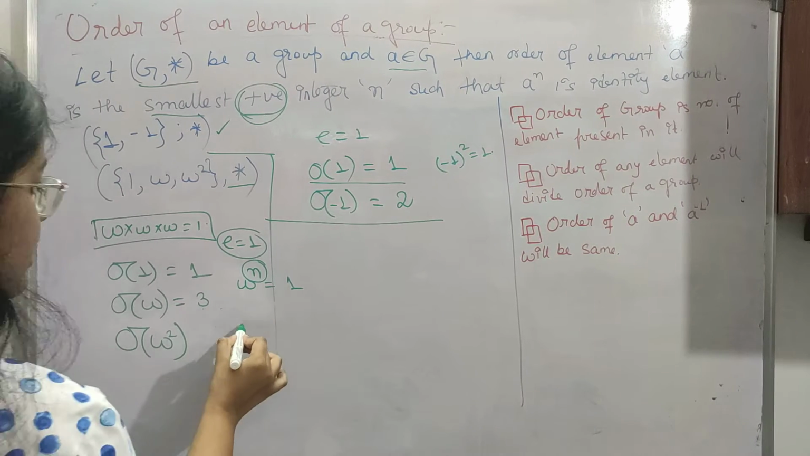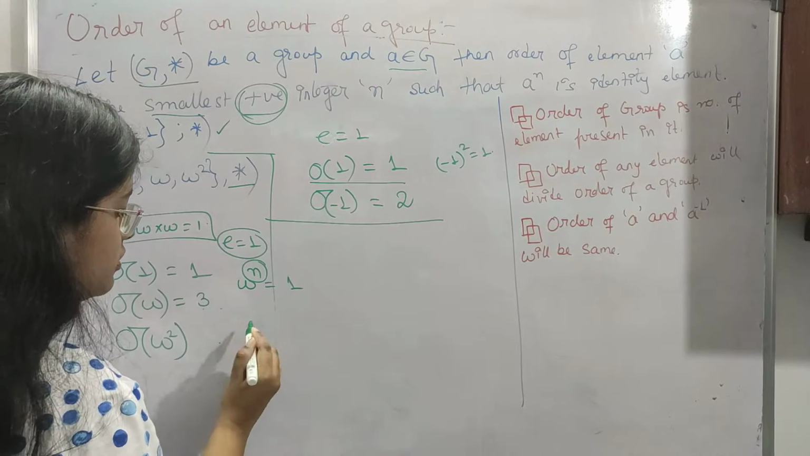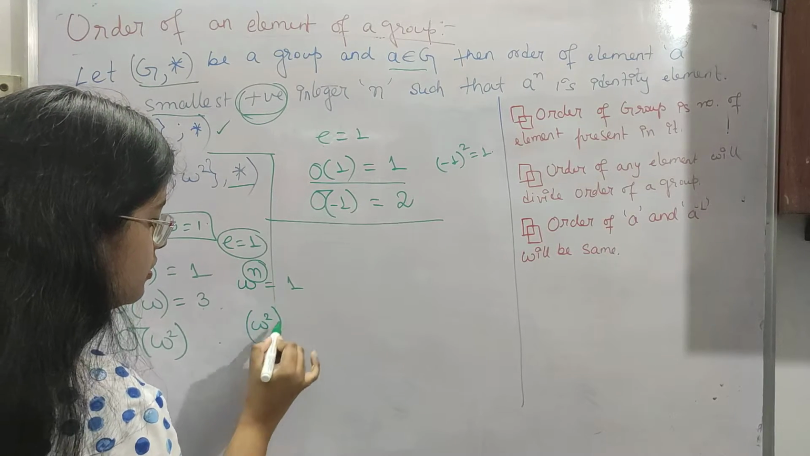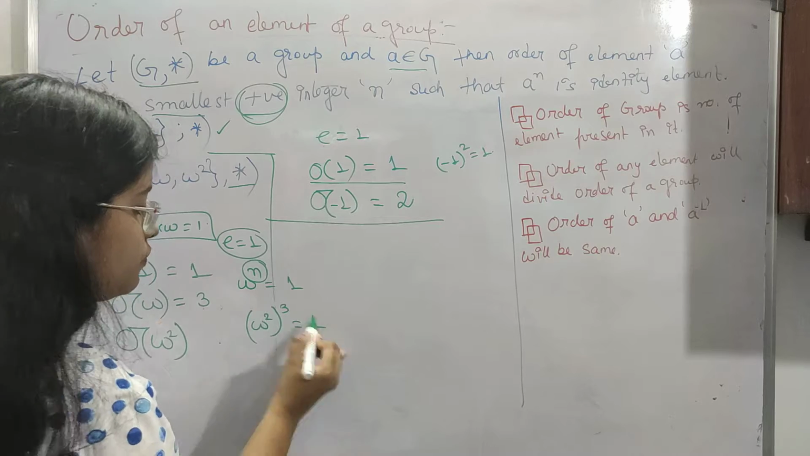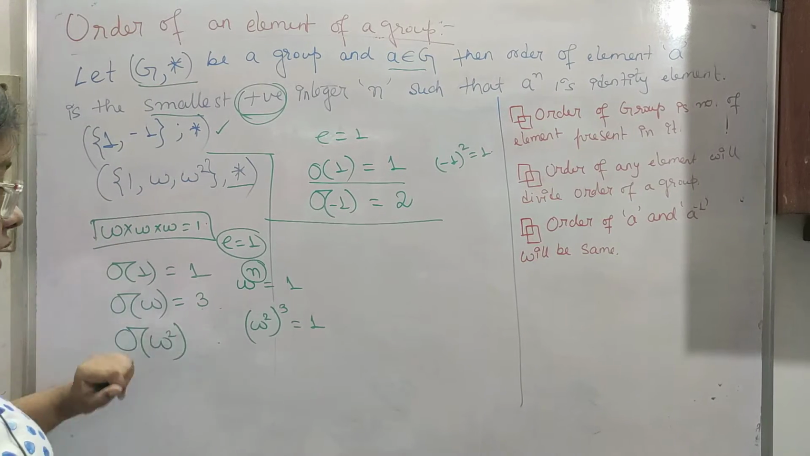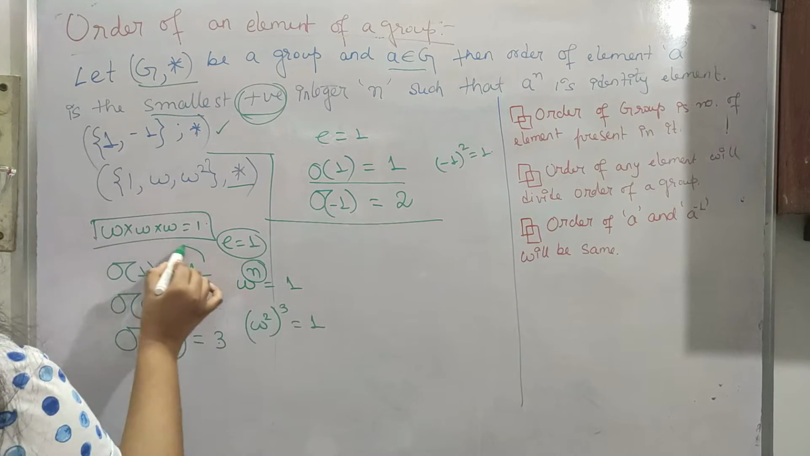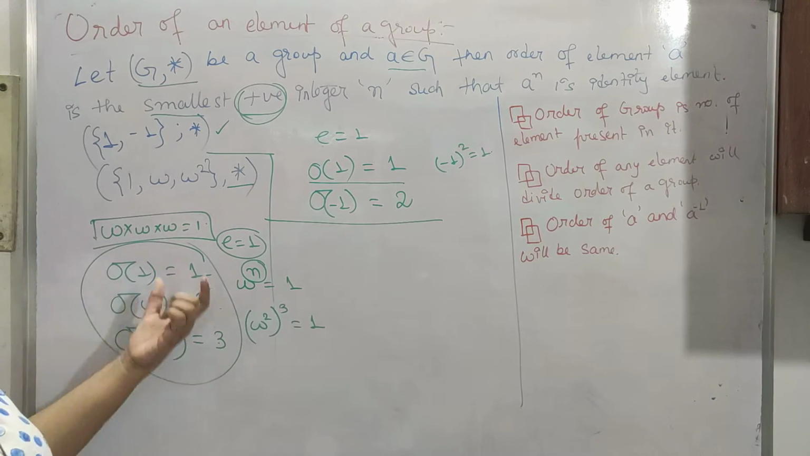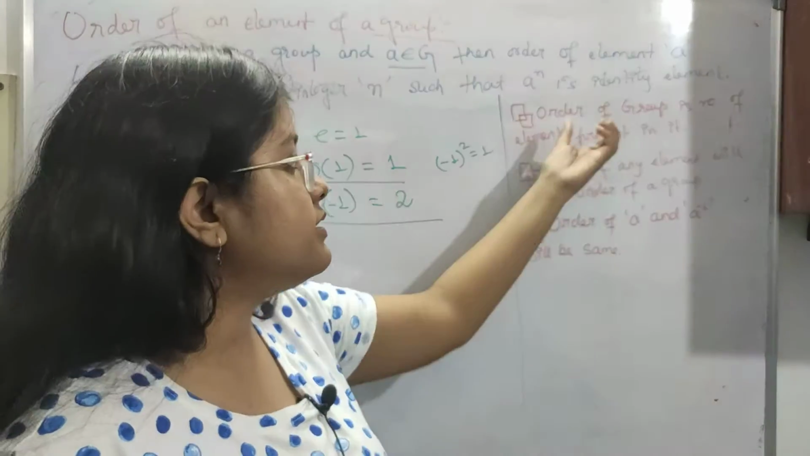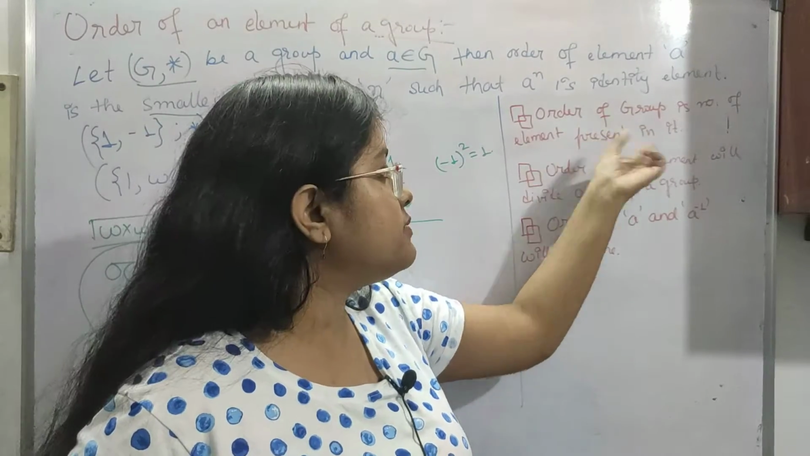So omega square to the power 3 will give you 1. Okay. So square is already there, so it will also be order 3. Okay. So this is basically the order of each element, and we have already seen the order of a group is the number of elements present in that group.